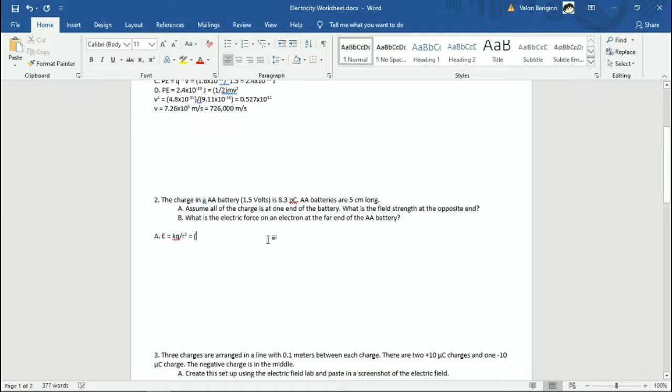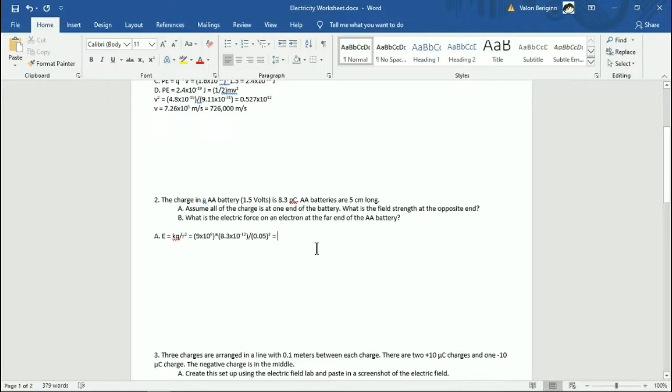Now we have k, that's 9 times 10 to the 9. And we have q, 8.3 picocoulombs, so that's 8.3 times 10 to the negative 12. And r is going to be the length of the battery, which is 5 centimeters, so 0.05 meters squared. So we actually have all the numbers. We don't even need the voltage. The voltage is actually unnecessary here.